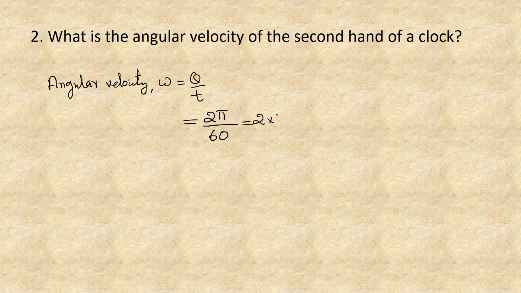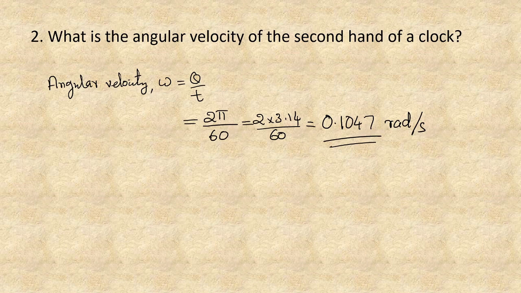That is 2 into 3.14 divided by 60. So the answer is 0.1047. What is the unit of the angular velocity? That is radian per second.